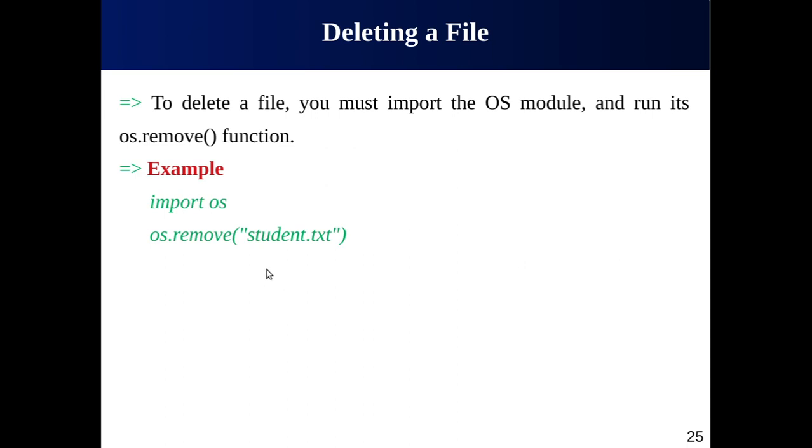For deleting a file, you need to import the library, which is OS, and then you have to call the method remove, and you have to specify the name of the file that you want to remove. If it is in the same folder, just write the name with extension. If it is in a different location, then you have to specify the complete path. Now this two-line code will remove the file from the hard disk permanently, so be careful.